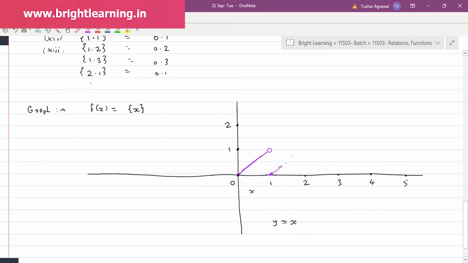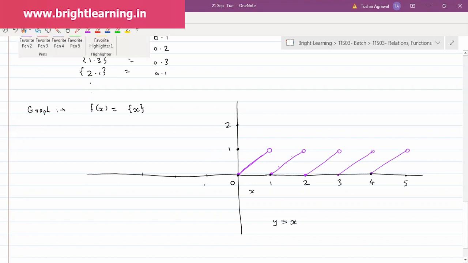The graph will again go on repeating up till it is just towards the left of 2, and at x equal to 2, the graph will abruptly jump down to 0. Then again the same story, and again the same story. Before that also the same thing will happen at x equal to -1, -2, -3.